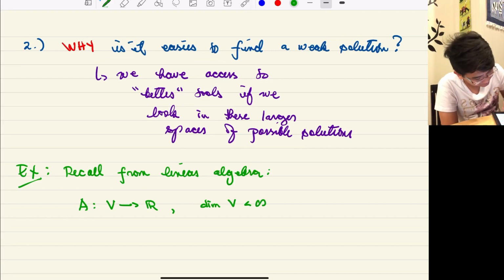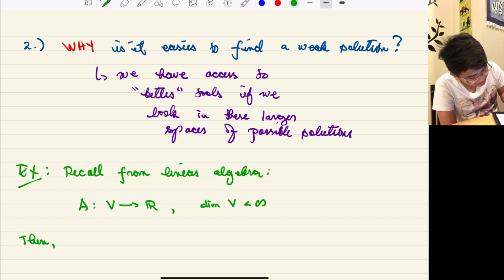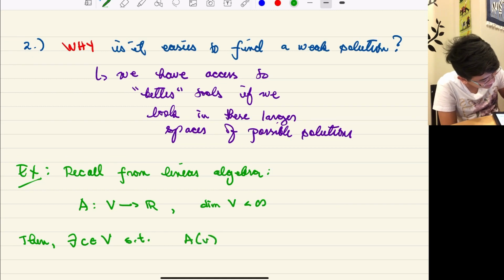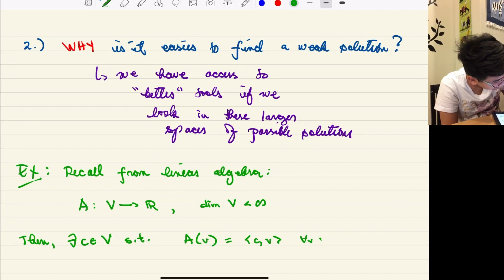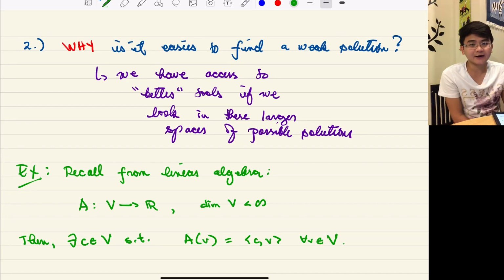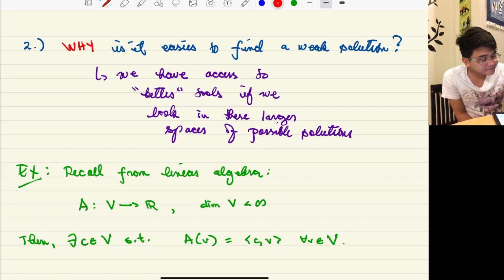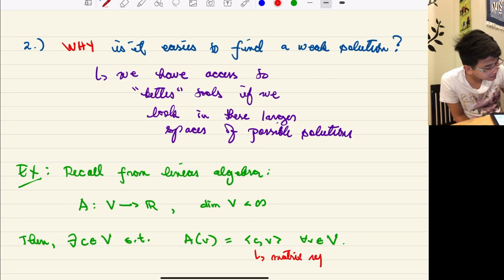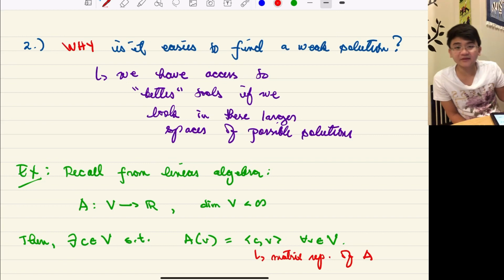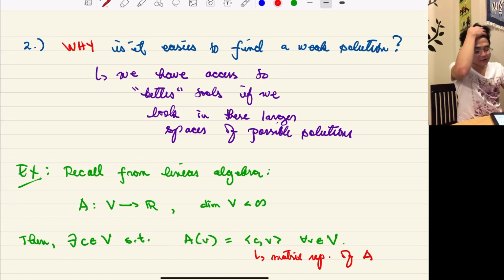Then there exists some vector C in V such that A of v is equal to the inner product of C and v for every little v in big V. So this is fairly easy to prove. In fact, C would come from the matrix representation of A. So this is not difficult. Okay, so this is easy.